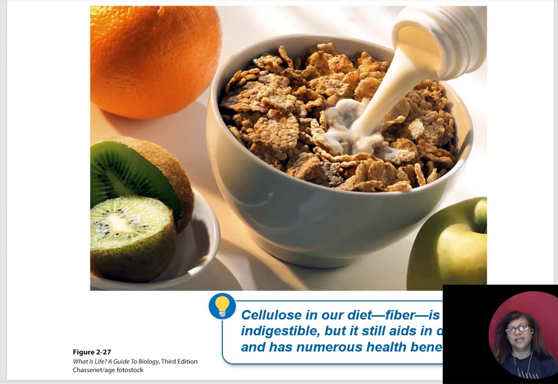And so when we take cellulose into our diet, we're actually helping to feed them. And that's why we have better digestion, right? We're moving a lot of the food and the waste throughout our GI tract in addition to feeding our gut microbiome. And so cellulose in our diet is very important, and that's fiber.